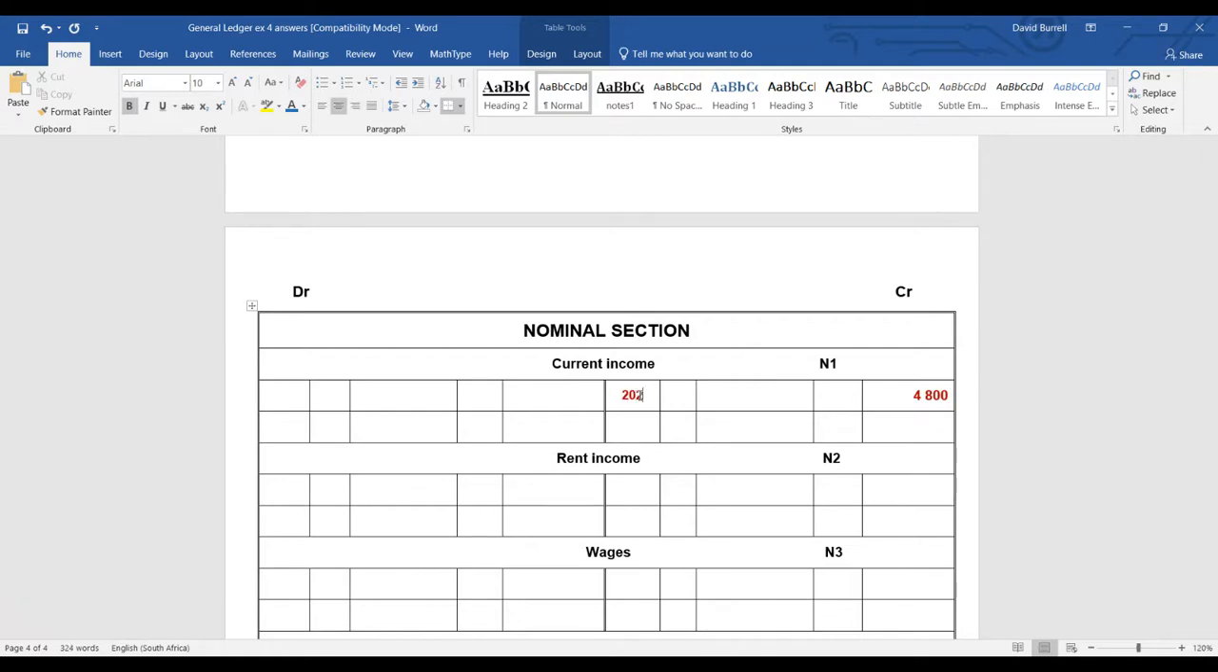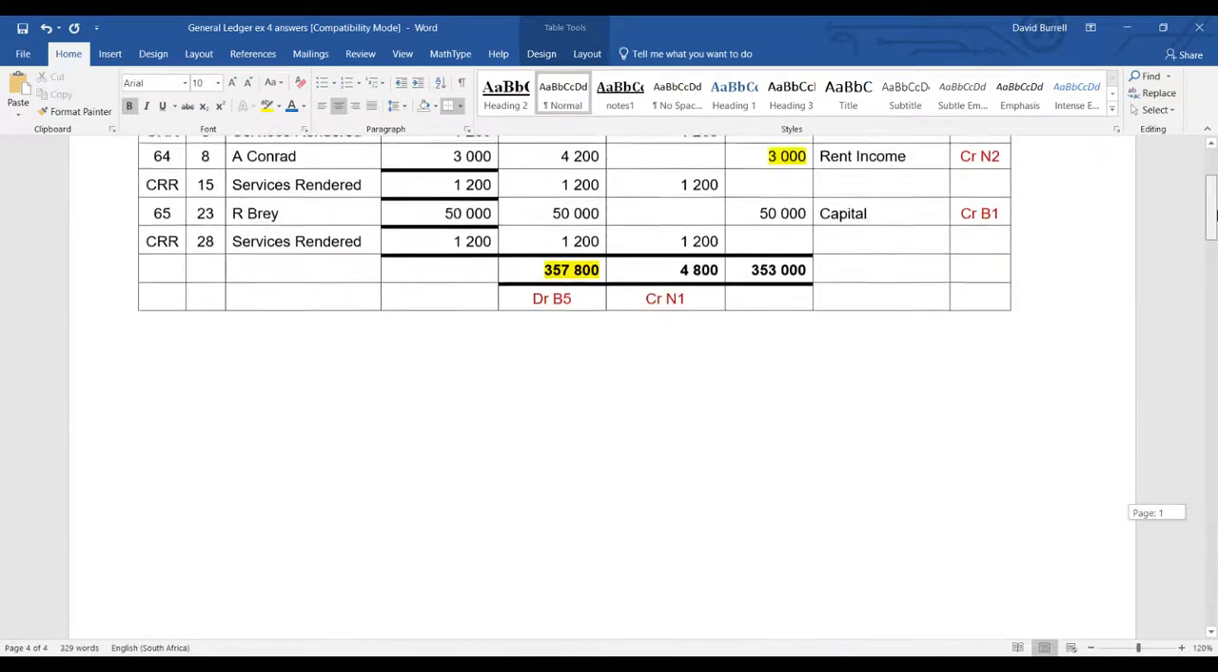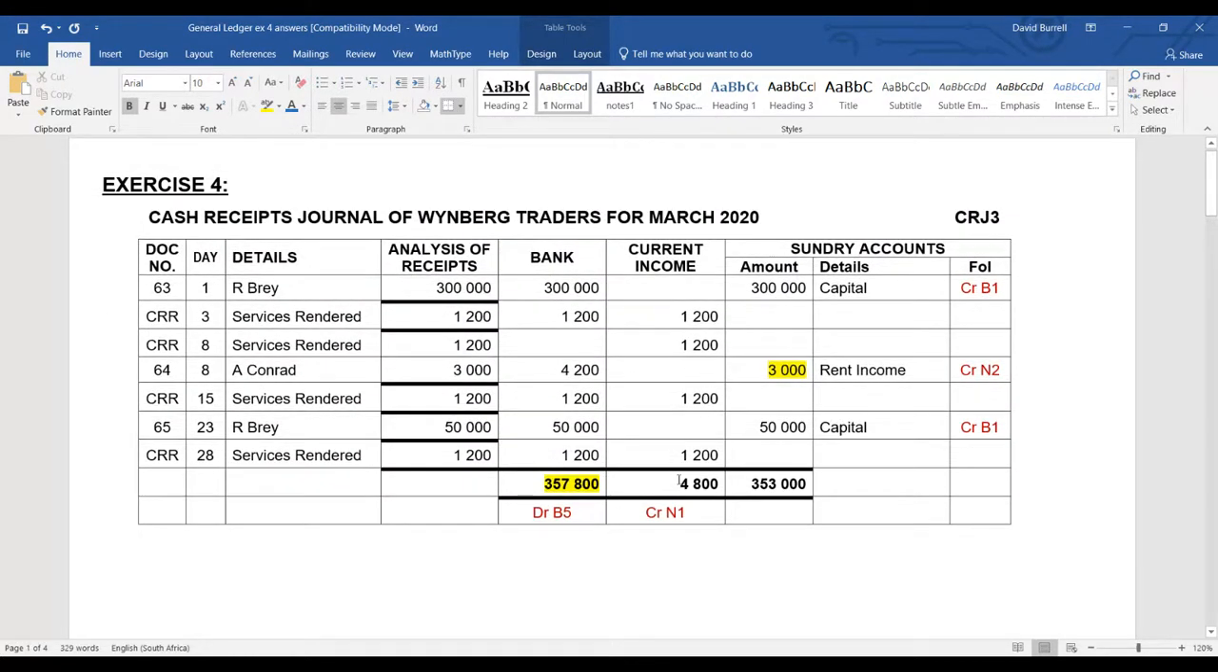So it's 2020, it's March. It was the total of the current income column, so it's the 31st, and we write bank. We don't ever write bank in the bank account itself, but you write bank as the details in all the other accounts. Certainly in grade 8, grade 9, it will not necessarily be the case. And it comes from CRJ3. Okay, so that is the total of the current income column. So it's this one over here that we've just posted over there.